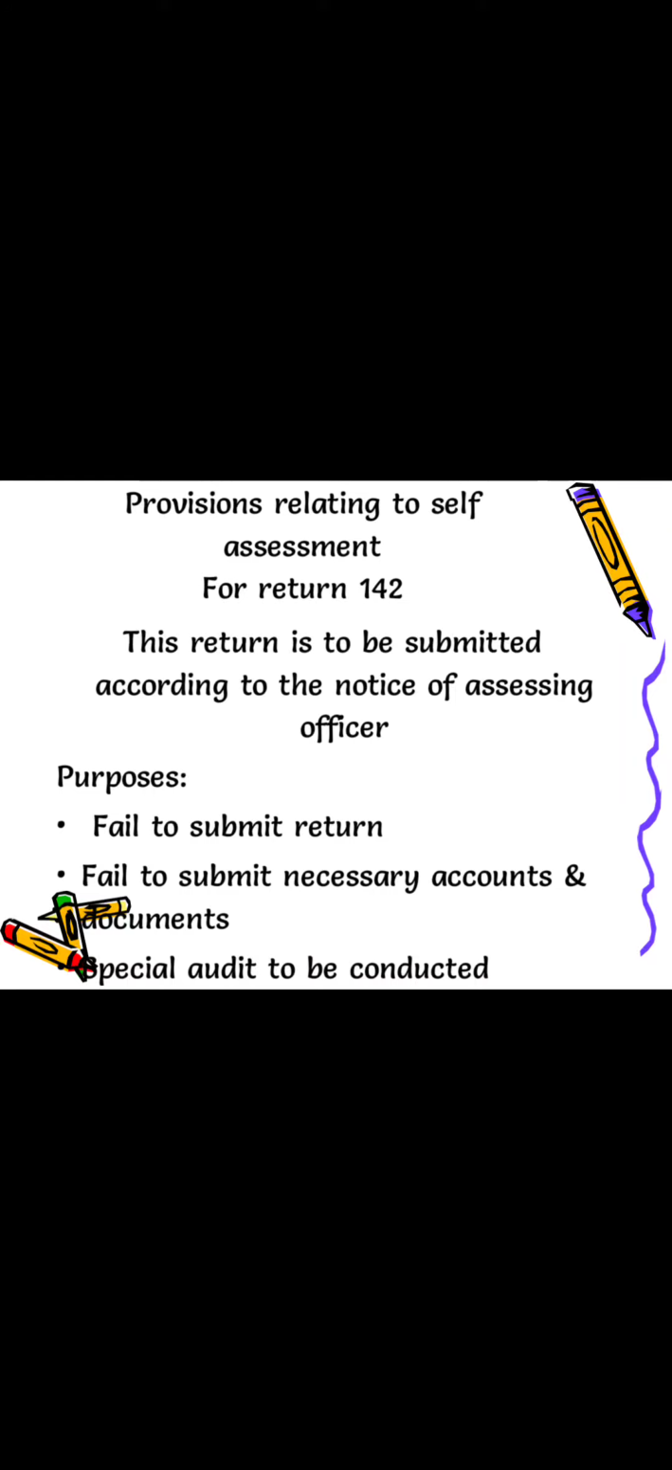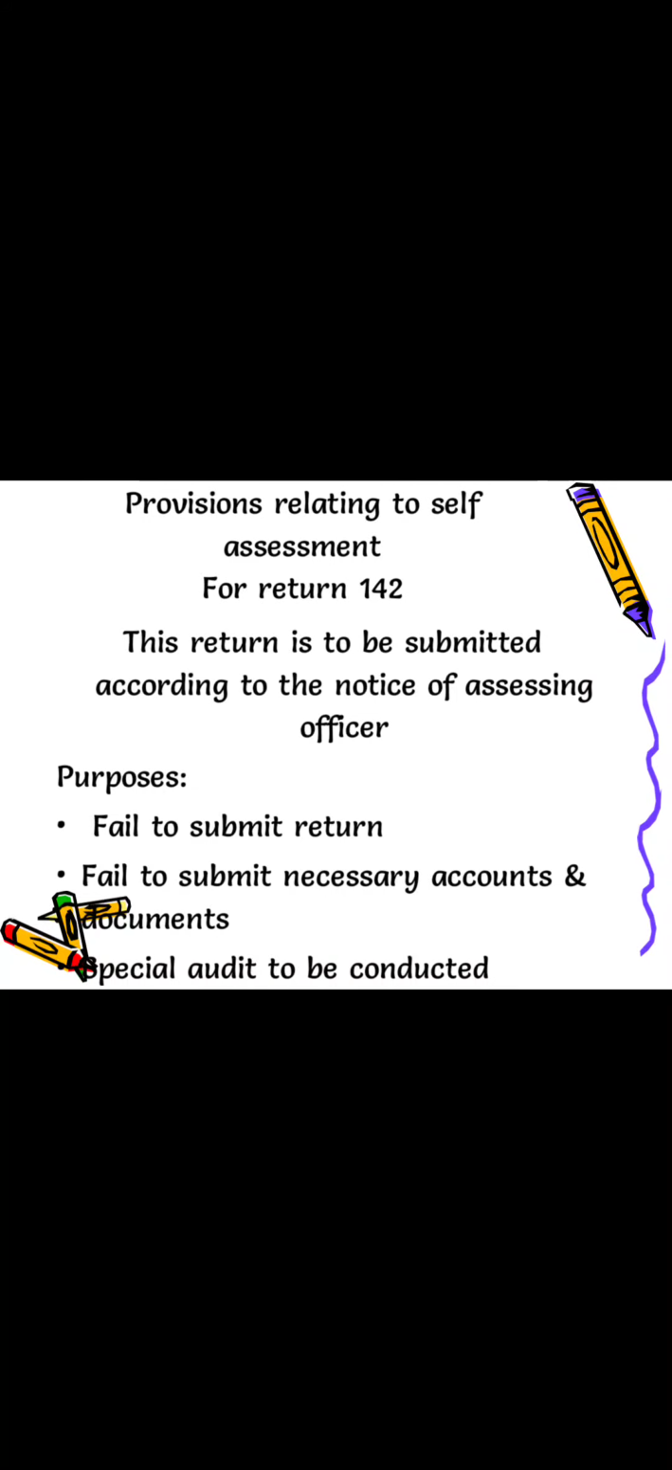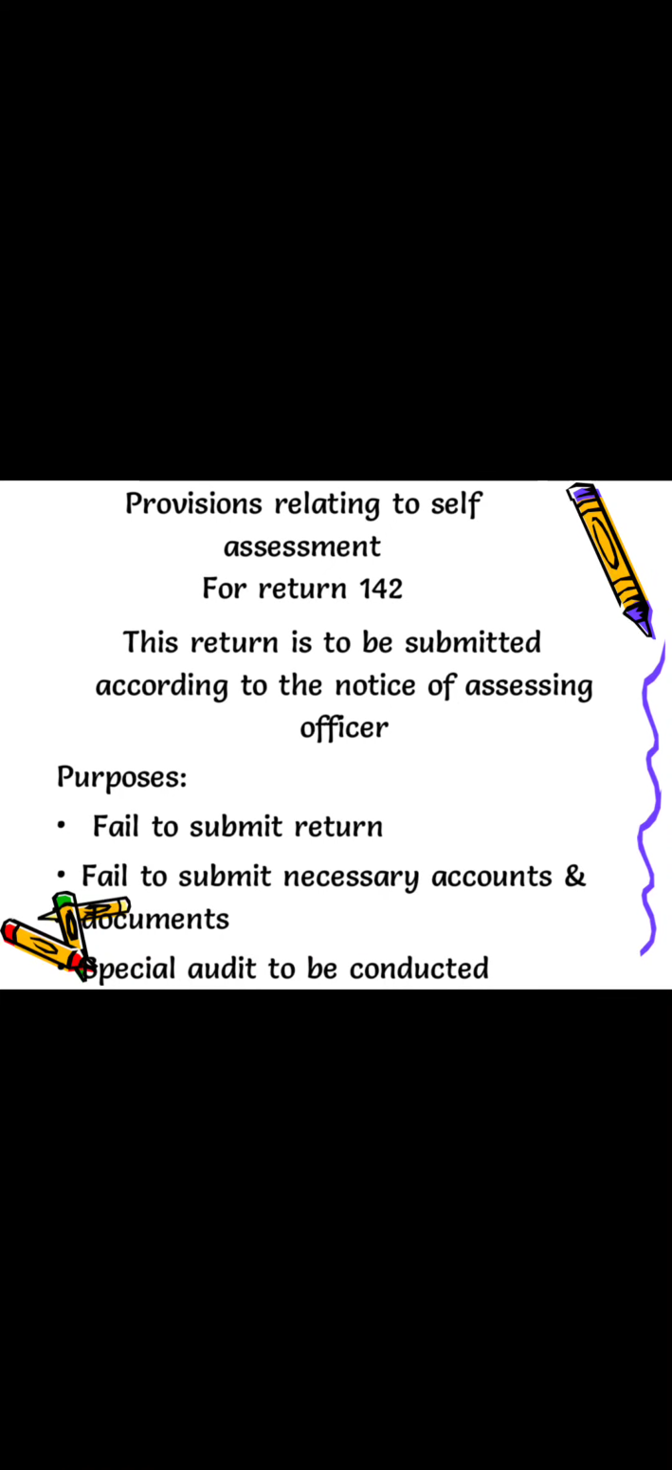Next, section 142. The return is to be submitted according to the notice of the assessing officer, if the assessee fails to submit the return on the due date, or fails to submit necessary accounts and documents along with the return. Every assessee should submit the return along with the necessary documents to the assessing officer. If they fail to submit the necessary documents, a notice is given by the assessing officer to the assessee.